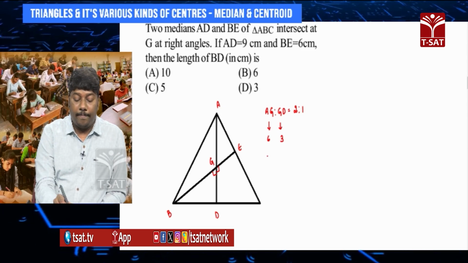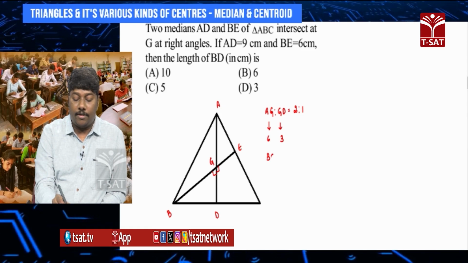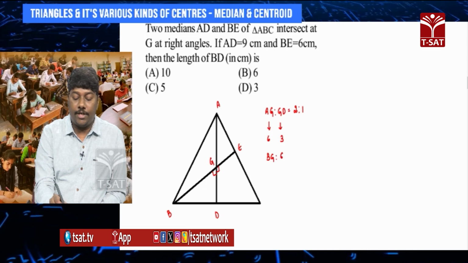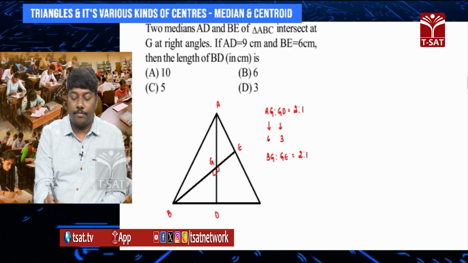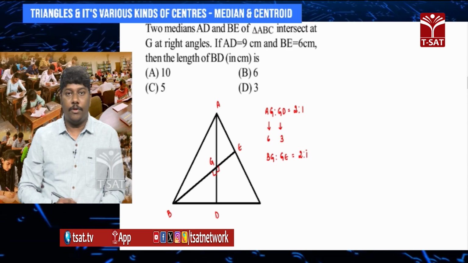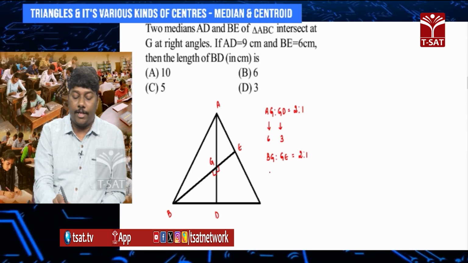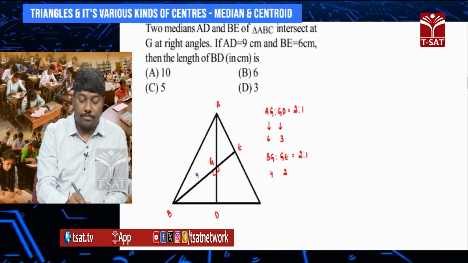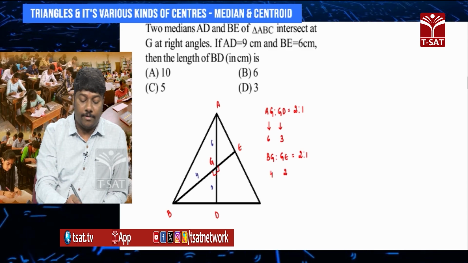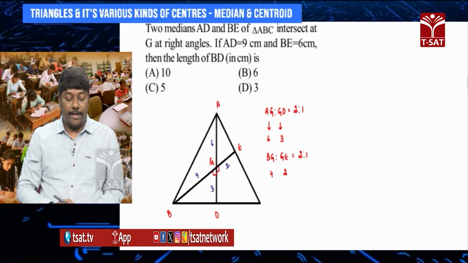In the same manner, G divides BE, BG is to GE is also in the ratio 2:1. Now we know BE is equal to 6. 6 you divide in the ratio 2:1, it becomes 4 and 2. This is 4, 6, 3 and 2. He is asking you the length of BD.